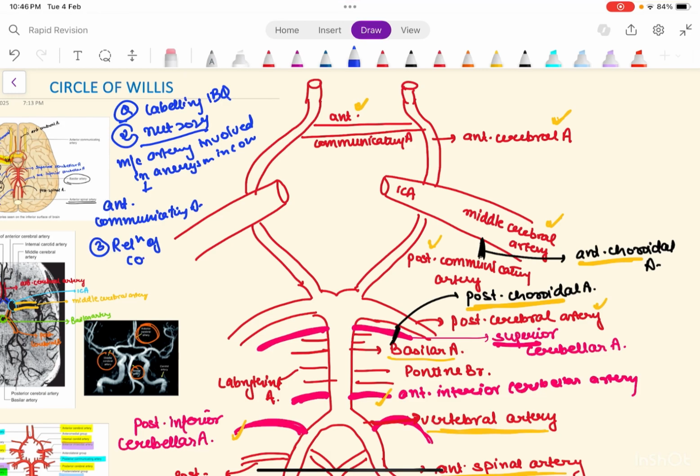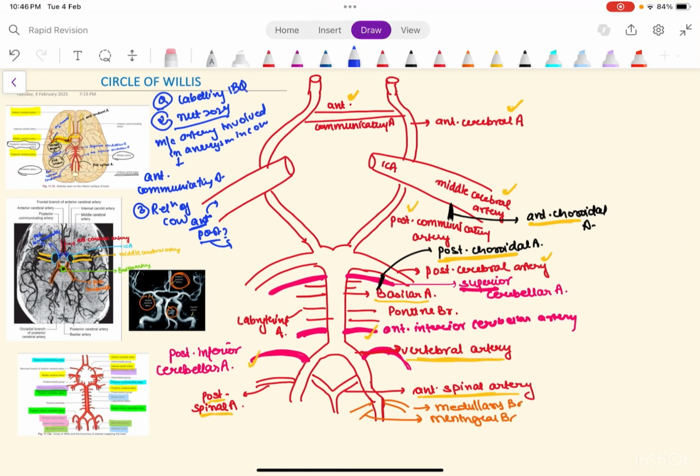Then you can be asked about the relations of the circle of Willis, like which forms the anterior part and which forms the posterior part. So suppose in anterior you will see it is formed by anterior cerebral, middle cerebral artery and posterior cerebral artery. Here you will mention about the communicating branches here also. So this is circle of Willis.